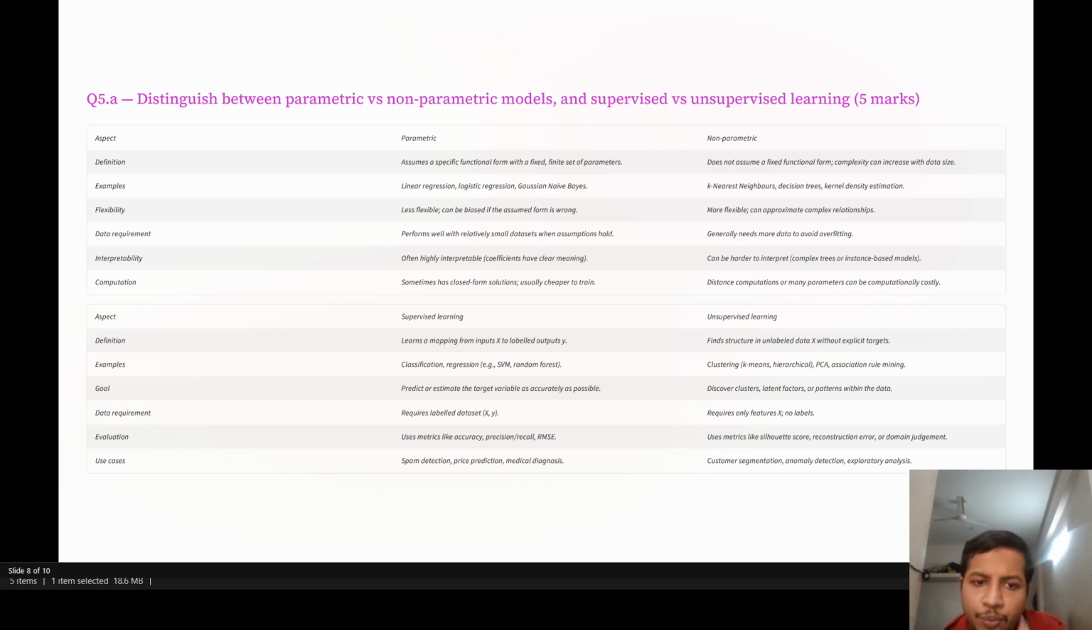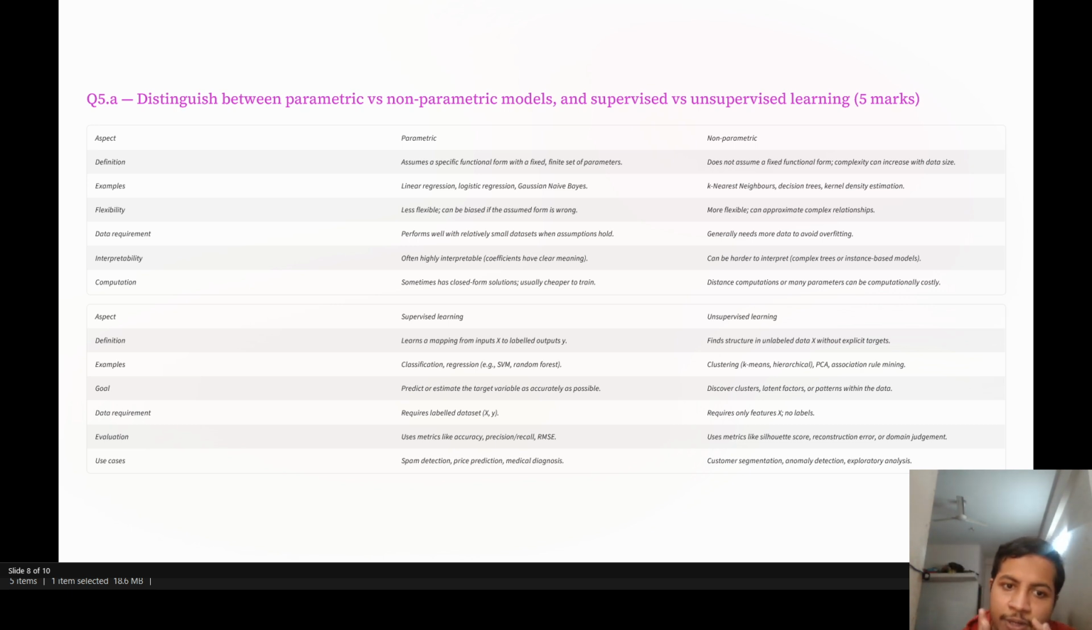The definition of supervised learning is to learn a mapping from inputs X to labeled outputs Y. Unsupervised learning finds structure in unlabeled data X without explicit targets. Examples of supervised learning are classification and regression, for example support vector machine and random forest. In unsupervised learning we have clustering: K-means clustering, hierarchical clustering, PCA, association rule mining.